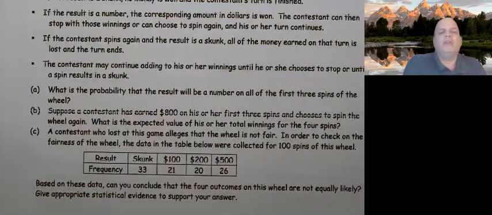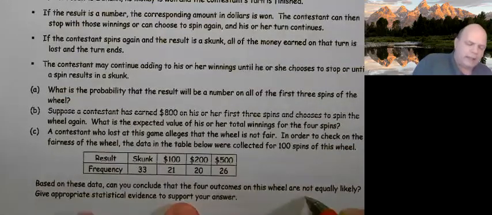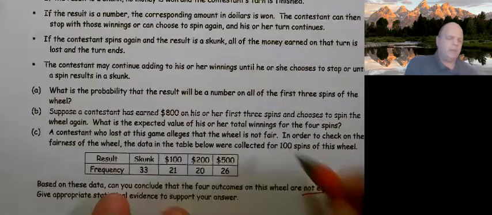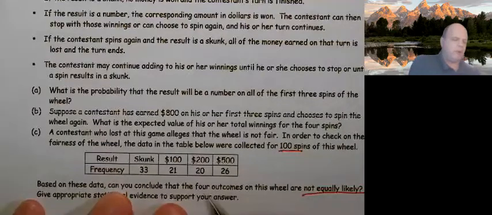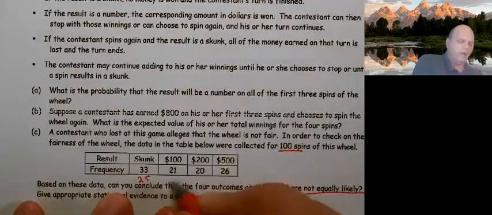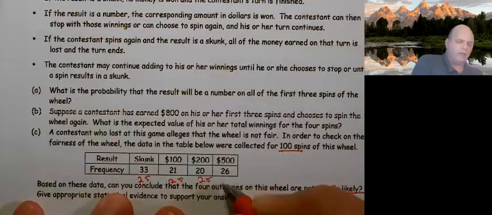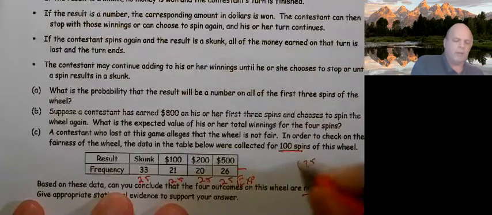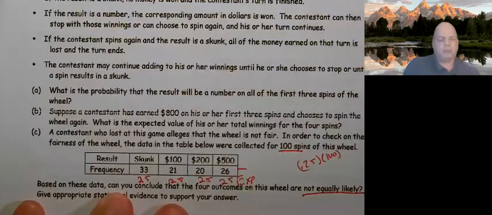A contestant who lost at the game alleges the wheel is not fair. In order to check on the fairness of the wheel, the data in the table below were collected for 100 spins of the wheel. Based on these data, can you conclude that the 4 outcomes are not equally likely? So what do they want to know? Well, first off, how many times did we spin it? 100. What's my expected value? 25, 25, 25, 25. These are my expected, because it's 25% of 100, 0.25 times 100, or 100 divided by 4 if you prefer.